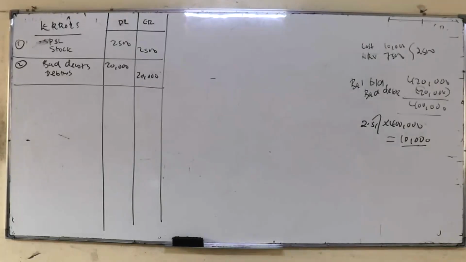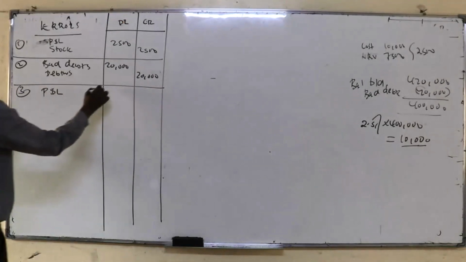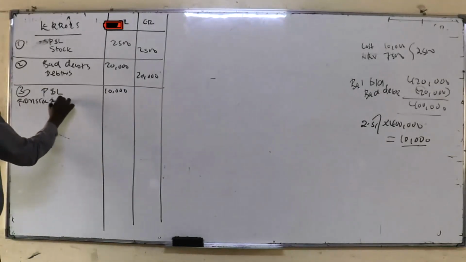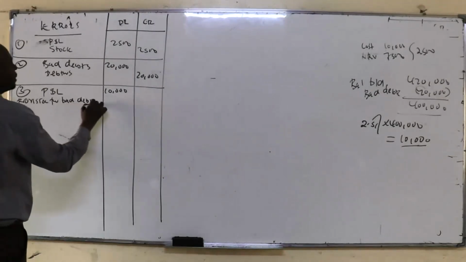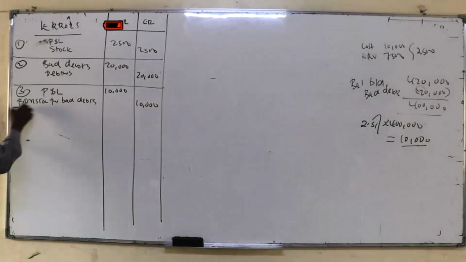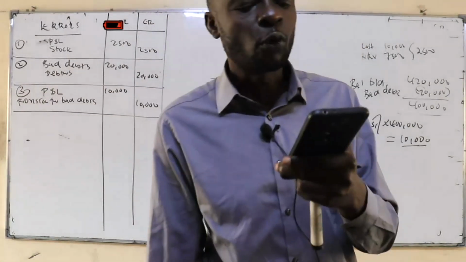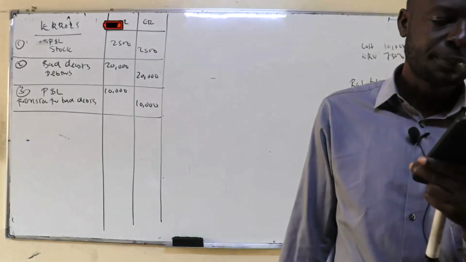So provision means you are standing in for them. You estimate they will not pay. So you are standing in for them. Where are you getting this money? You're getting it from profit and loss, from your account, from your profit, isn't it? So you debit profit, and anytime you reduce your profit, you debit it, isn't it? So you come here and write profit and loss account, how much? 10,000. Then provision for bad debts, how much? 10,000. Being provision for bad debts. Naandika hiyo. Tumeelewana? So we are through with note number 2.